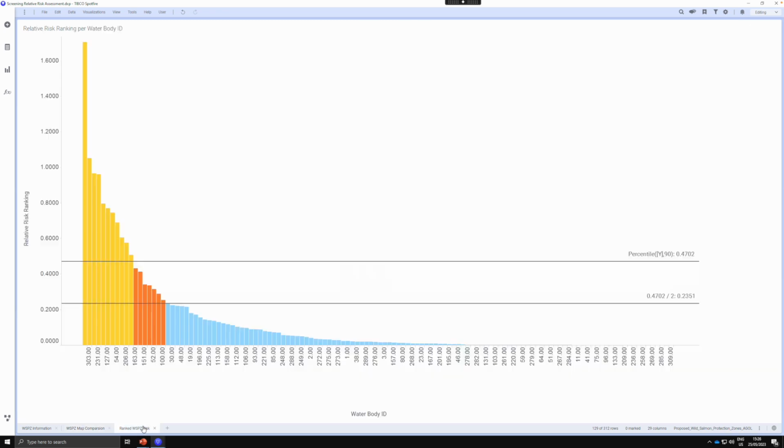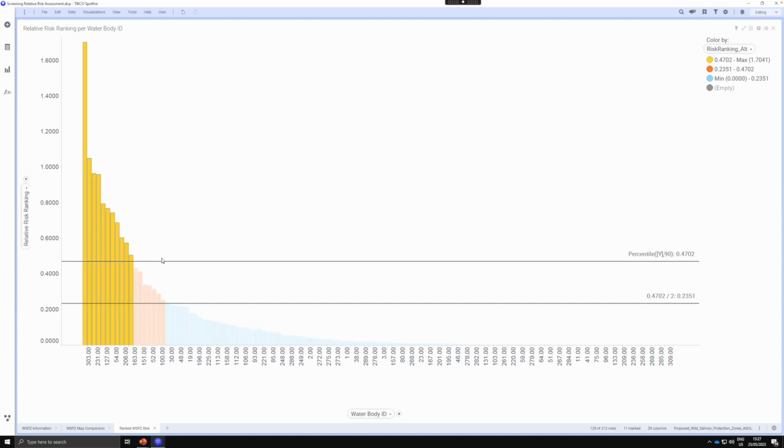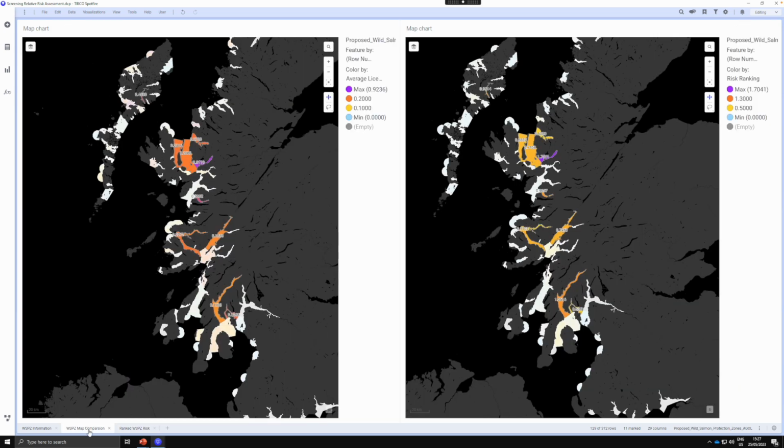We can also rank the water bodies in order of risk. This is a bar chart of risk ranking with the most risky water bodies to the left, moving to less risk on the right. What we've tried to do is look at the distribution of these numbers and classify different water bodies into bands of risk. For instance, if we look at the highest risk band of water bodies, we can highlight that in the ranking and then move to the map.